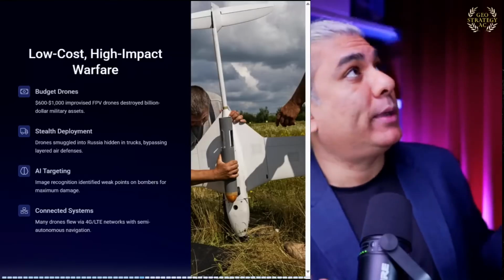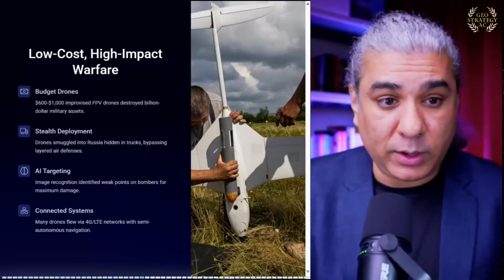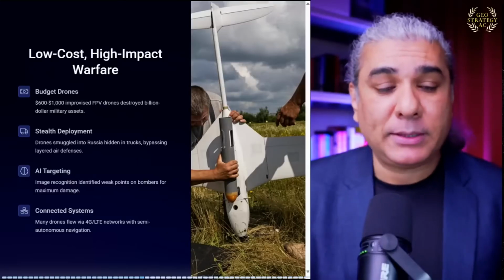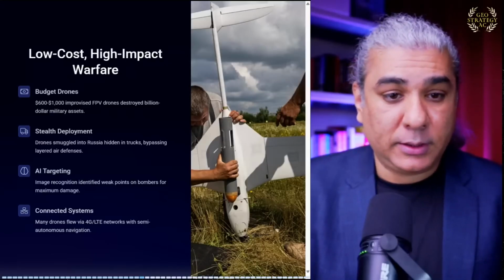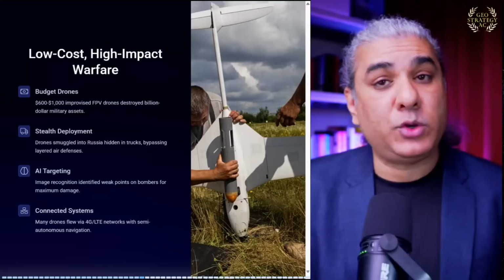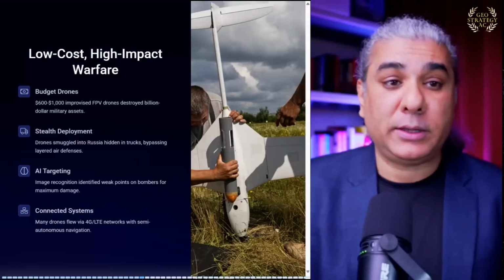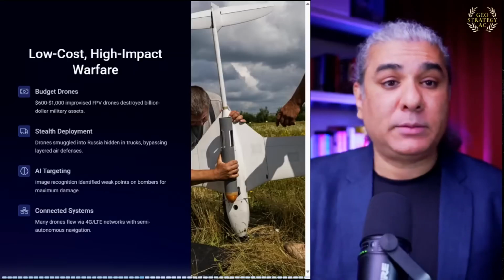The air defenses are looking at the sky, and the truck is on the highway, so no one cares and looks at the truck. So this bypassed all the Russian layered air defenses, and the drones apparently had image recognition capabilities, AI-enabled capabilities that identified weak points in bombers for maximum damage.